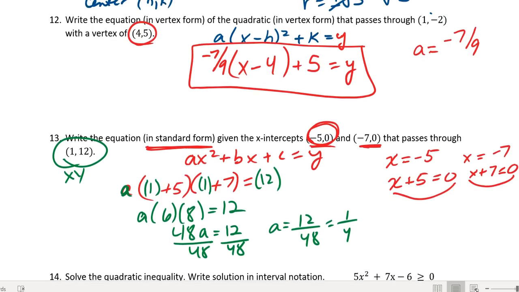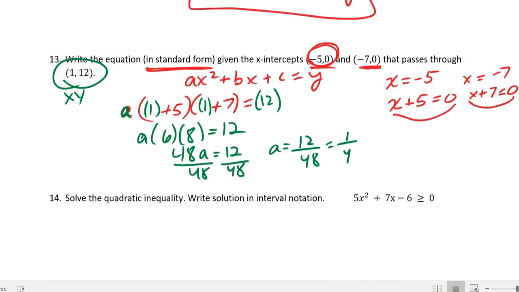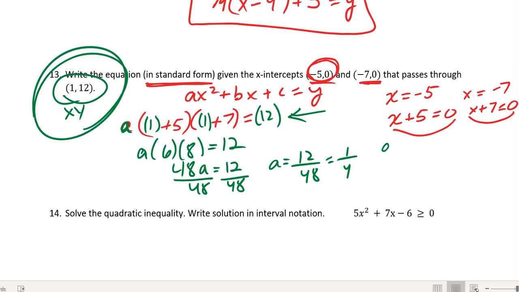Just like before, we're going to do the same thing. This is not our answer. This just tells us what the a is. So we're going to write what our original problem was. So we're going to start back from the very beginning. A times our two factors that we found from our zeros. And we said it was equal to y. Well, now we know what a is equal to. A is equal to 1/4.